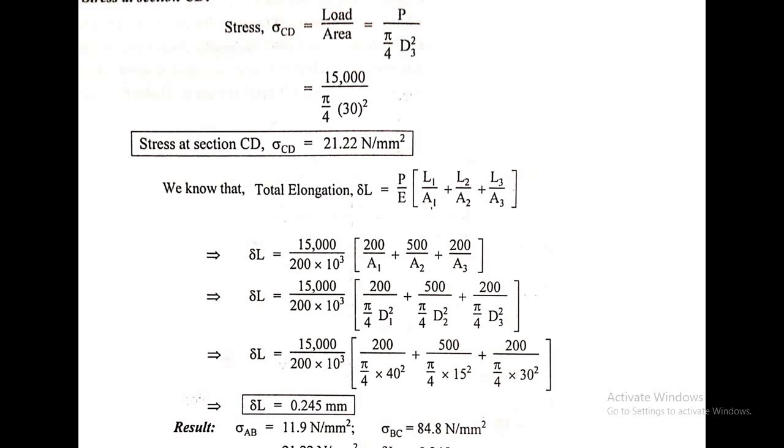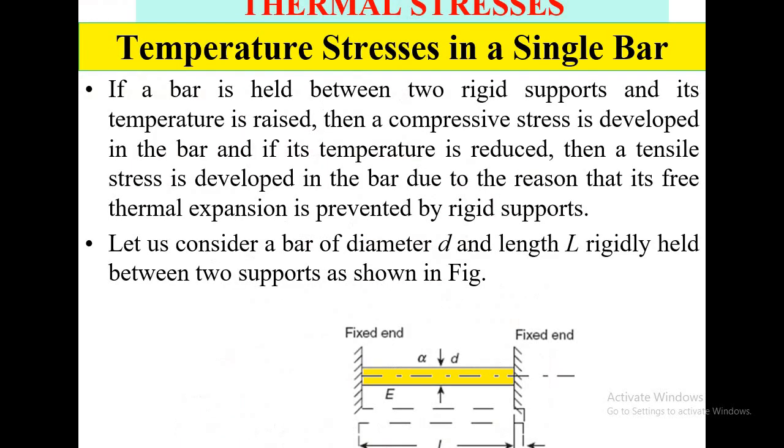So then coming to the total elongation. We know the formula P by E, L1 by A1 plus L2 by A2 plus L3 by A3. In that you substitute all the values and find the answer as 0.245 millimeter. And coming to the next topic, thermal stress.